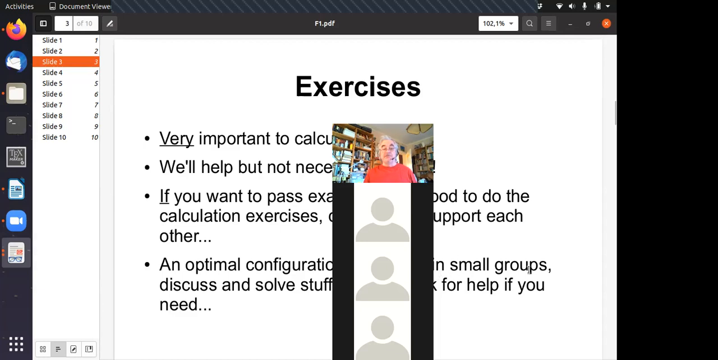Studying in small groups is, of course, a good thing. There are many of you at the Arrhenius laboratory, so please feel free to join together and ask for help. But otherwise, this is a problem with an online course like this. We help, but we don't necessarily check and grade calculation exercises.